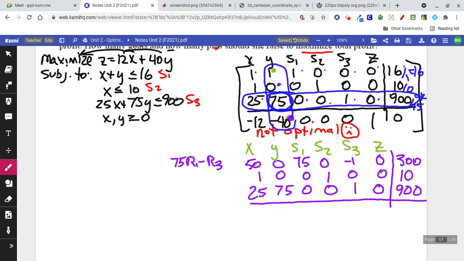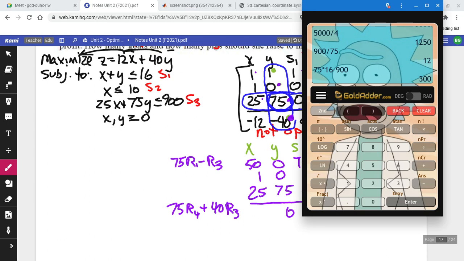Bottom row, we need to get rid of a 40 using a 75, and that's kind of tough. I don't know the least common multiple of those two numbers, but I don't really need to, because all I need to do is say 75 row 4s plus 40 row 3s, and even though I don't know what those totals are, I know that's going to produce 0. 75 times negative 40 plus 40 times 75 is definitely going to be 0. So let's just use that rule.